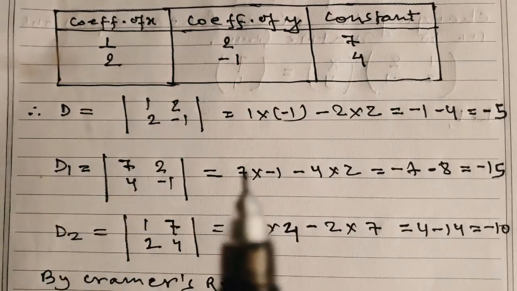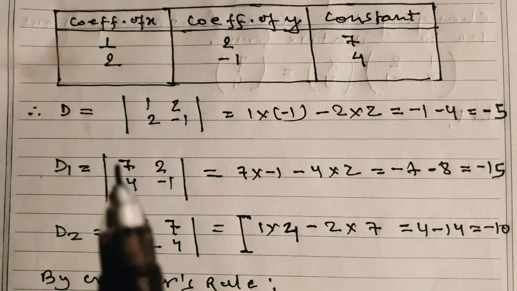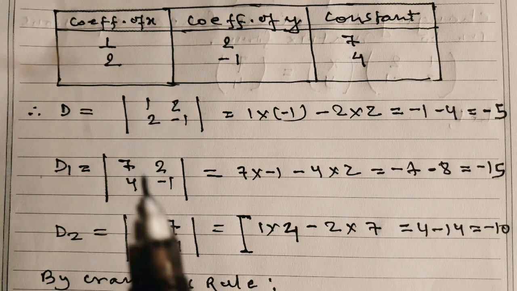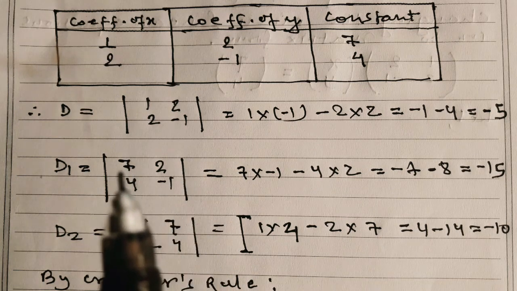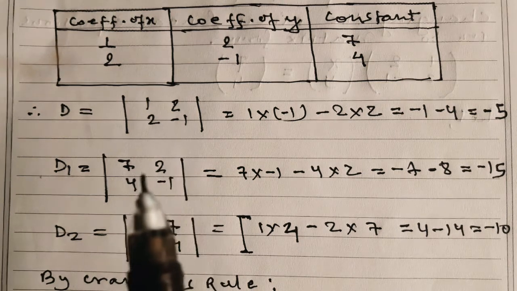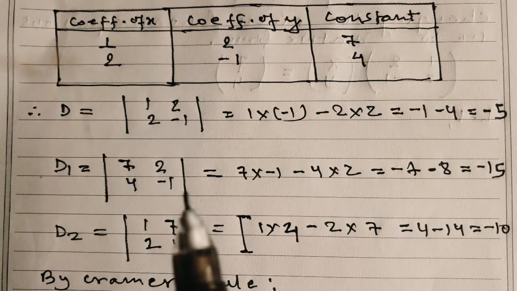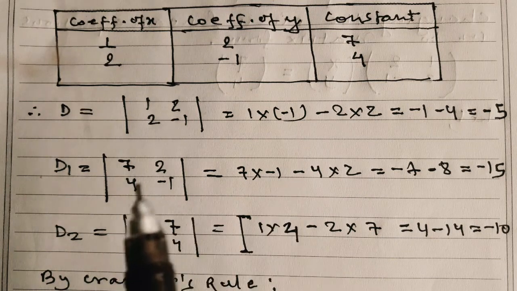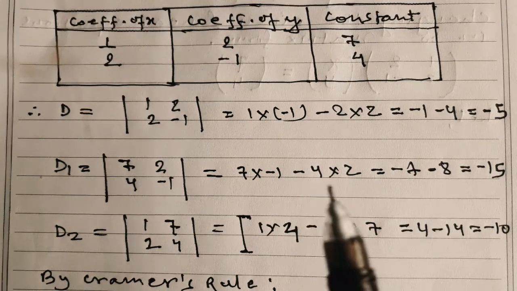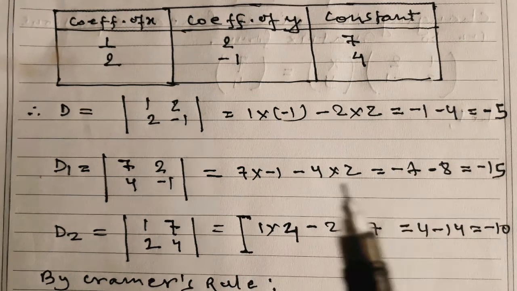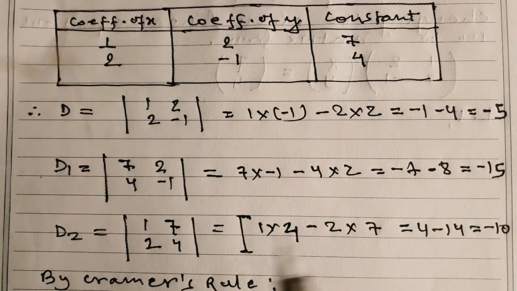Now let's find the value of D1. The formula of determinant is AD - BC. That means if we suppose the elements of the first column as A, B and the elements of the second column as C, D, then AD - BC gives the value of the determinant. So 7 into -1 minus 4 into 2. Taking the cross product and then the difference, we get 7 into -1 is -7, 4 into 2 is 8, so -7 - 8, we get -15.